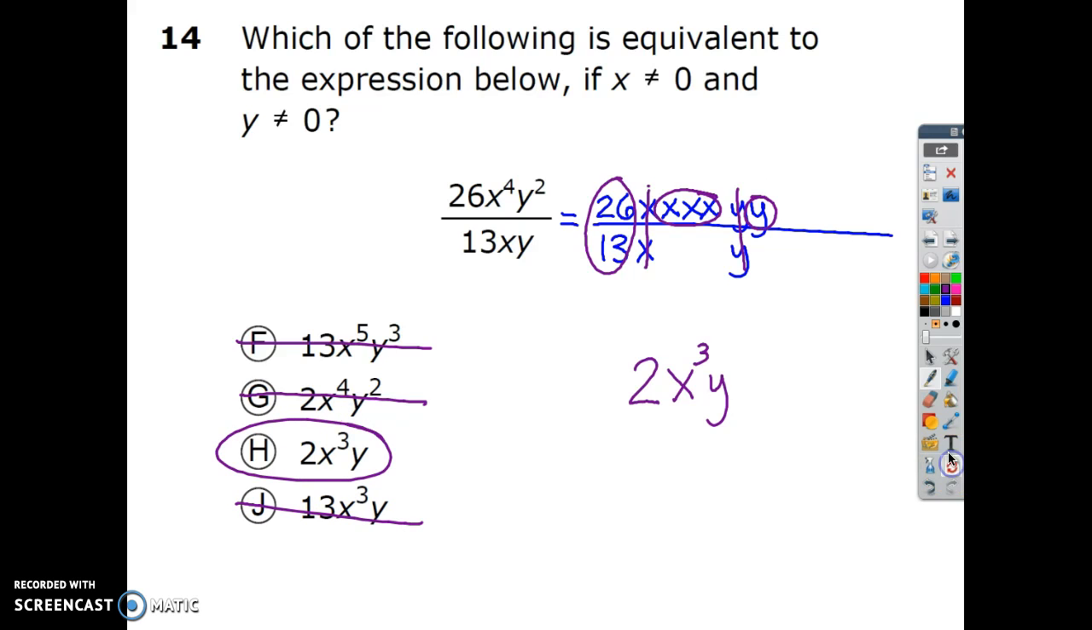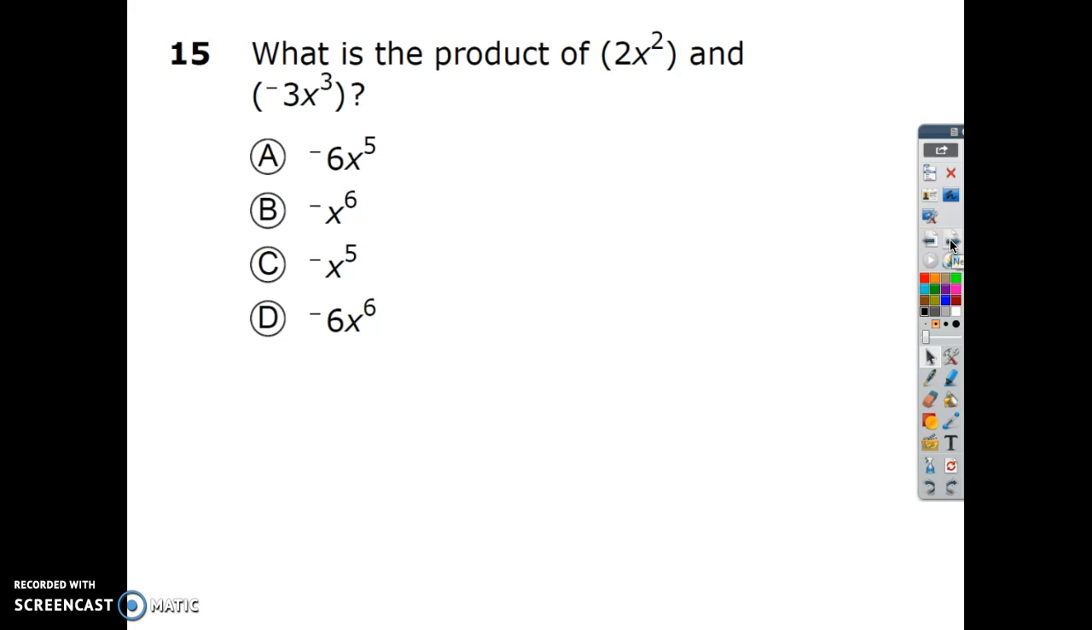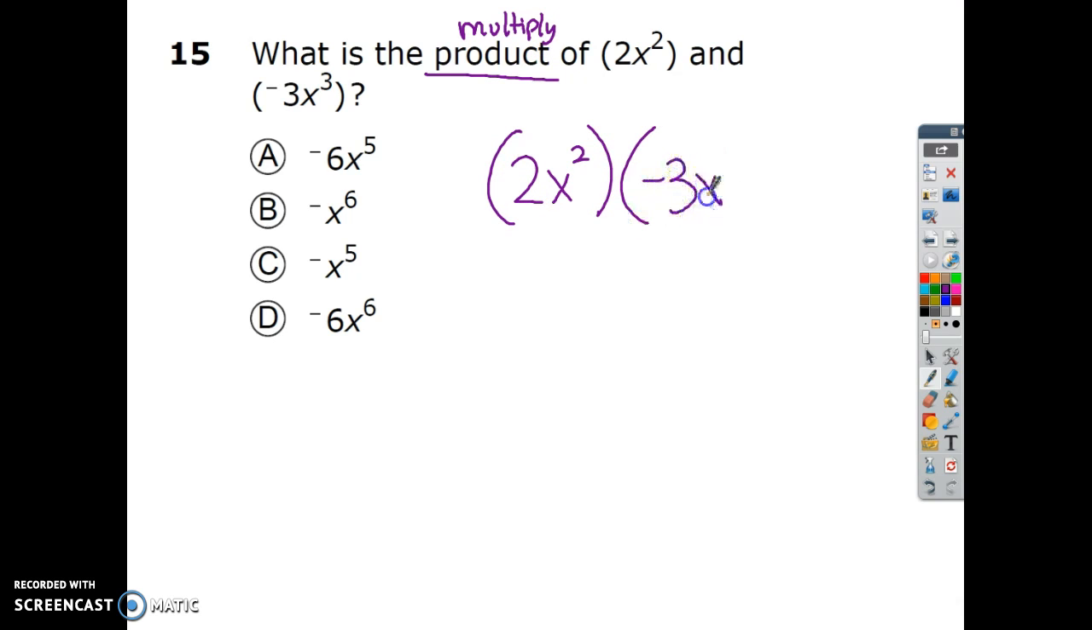Problem number 15. What is the product of 2x squared and negative 3x cubed? What does product mean? Product means to do what? Multiply. Product means to multiply. So you have 2x squared times negative 3x cubed.